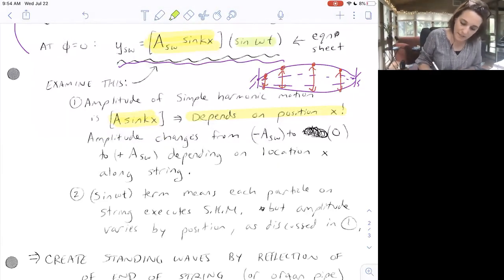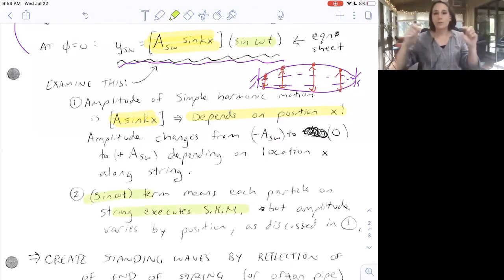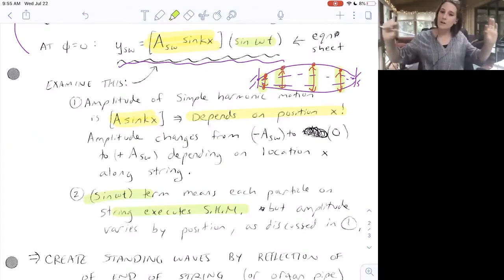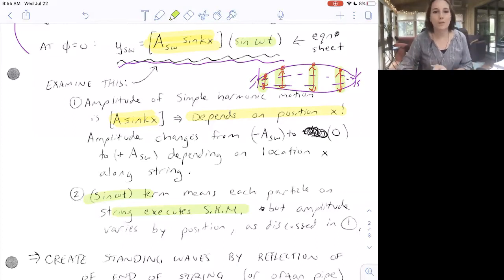basically just means that each particle is executing simple harmonic motion, as I've described with the red arrows, and now highlighted in green, we see that they're each undergoing simple harmonic motion, but with a variable amplitude depending on where you are on the string. That's what allows us to trace out this really cool thing. It's called a standing wave because even though it's two traveling waves overlapping, it looks like it's standing still. So that's where the name comes from.